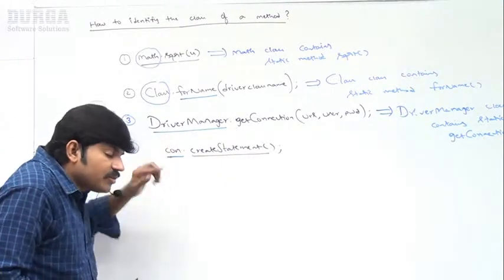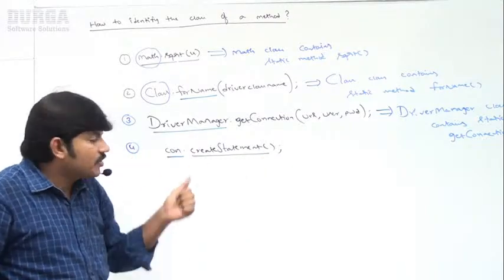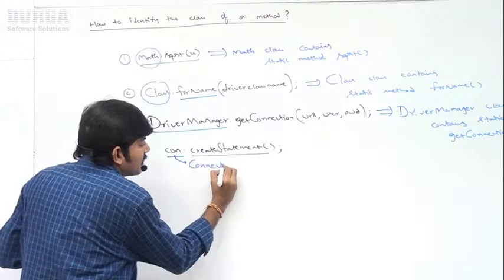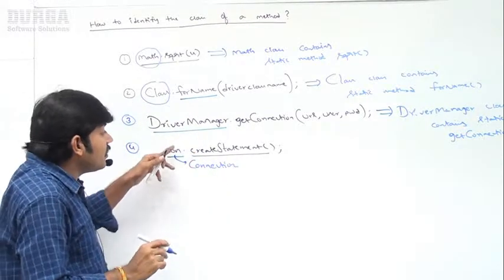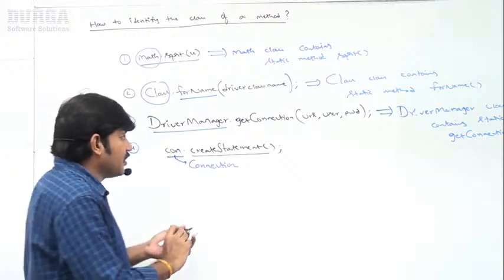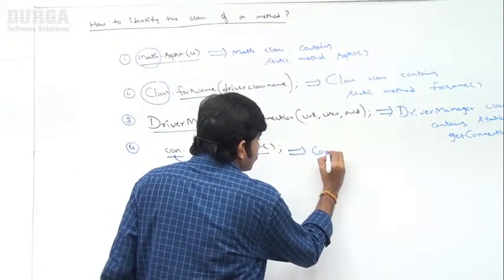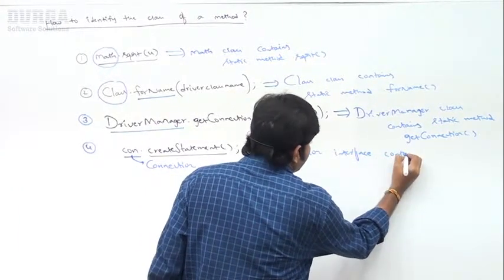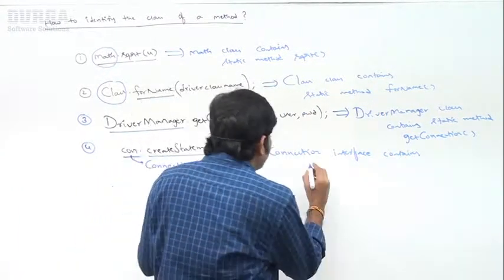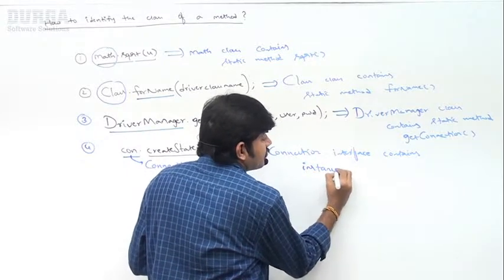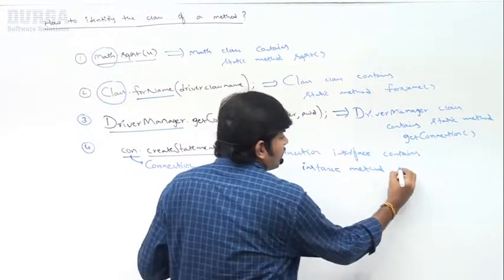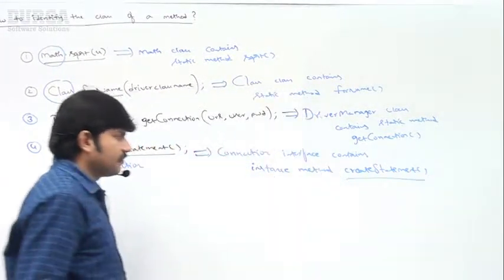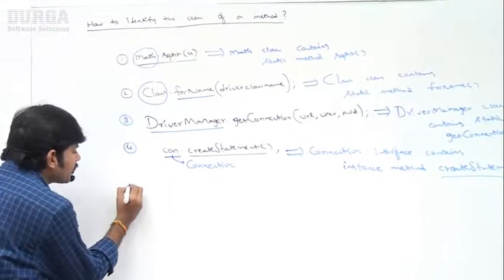Sir, this con is what type? Connection type. That's why the connection interface contains the create statement method. Are you getting? So connection interface contains the instance method create statement method. Everyone can aware?